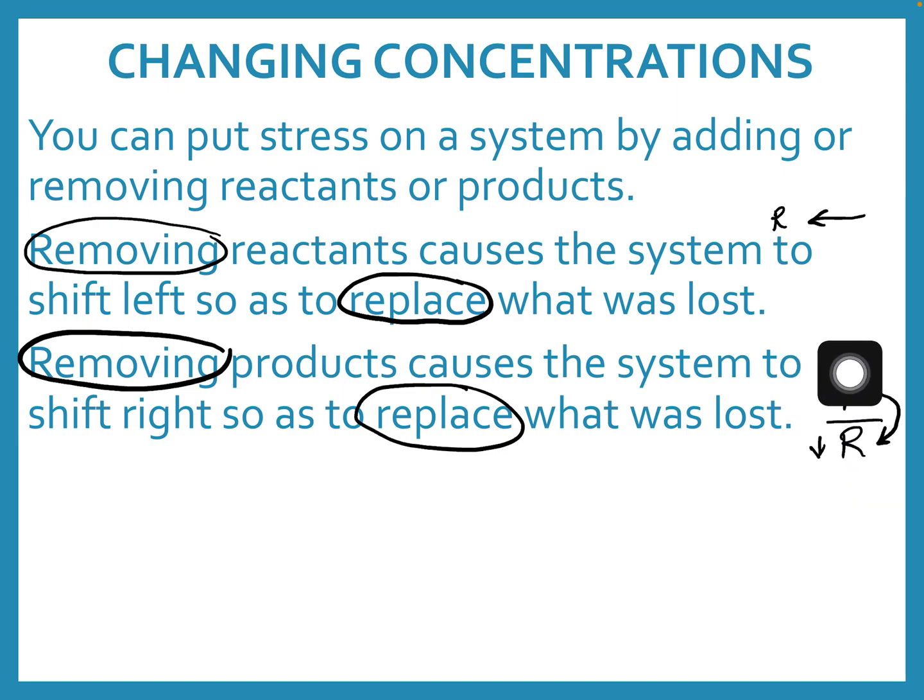So similarly, if we remove product, so let's just rewrite this. And so if we remove product, now our number down here is quite a bit larger compared to what we had before. And so we're going to replace some of that product. So our reactant will shift and become product. So when we remove, whether it's a reactant or a product, we're going to replace whichever one we removed. So removing reactants, we replace reactants. We're shifting to the left. Removing products, we want to replace products. So we shift to the right.